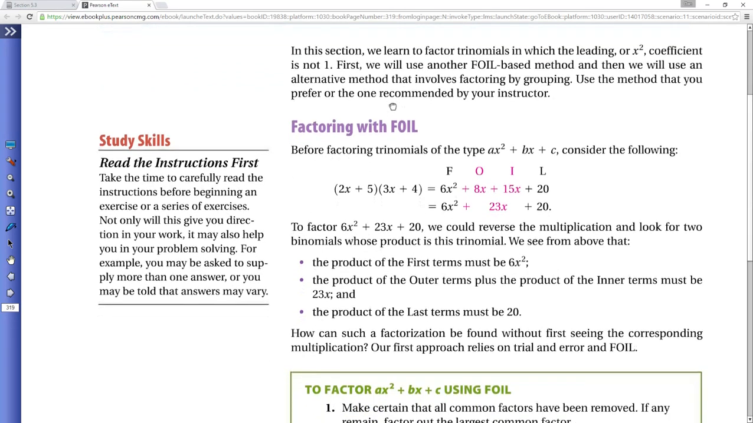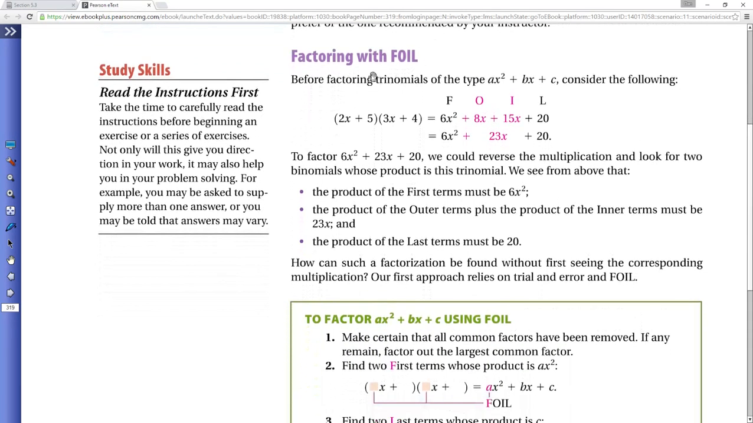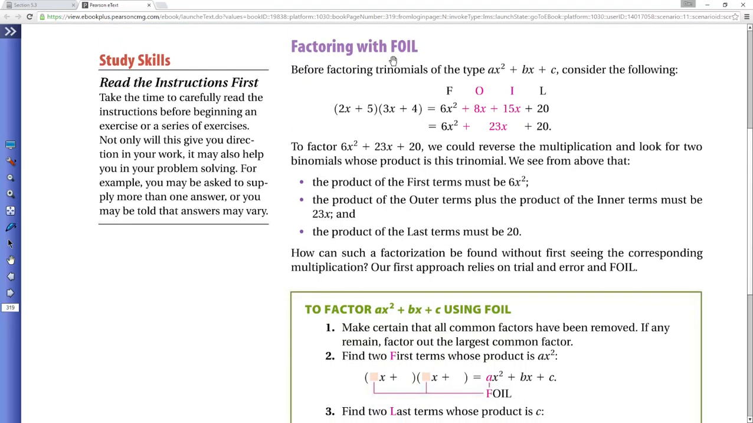So the first thing they go through again is FOIL. What that means is first times first, outer times outer, inner times inner, last times last, as a method of distributing this multiplication between two binomials. So they show that here and how that would work.